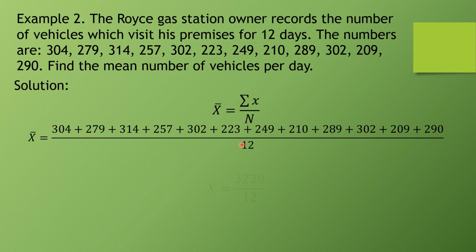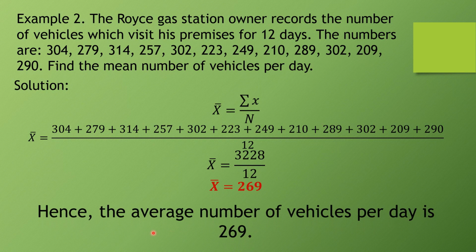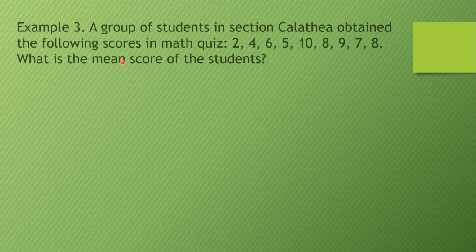Now, once we have added them all, the total is 3,228. Now, 3,228 divided by 12 is 269. Therefore, the mean number of vehicles per day is 269. Now, let's have our third example for the mean.